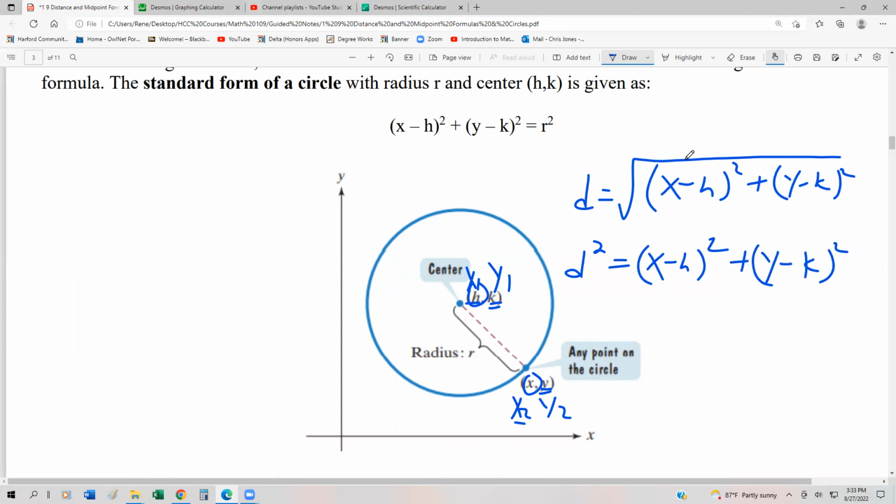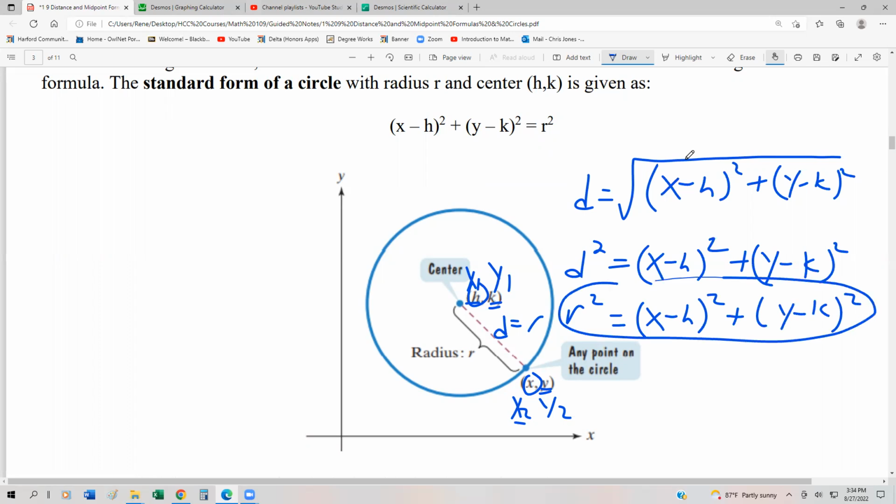Remember that the distance is the same thing as the radius, so d is equal to r. We can replace this with r squared equals (x minus h) squared plus (y minus k) squared. That's the formula that we use, the one we have up here. So the equation of a circle is based on the distance formula, and that's how we can derive it pretty easily.